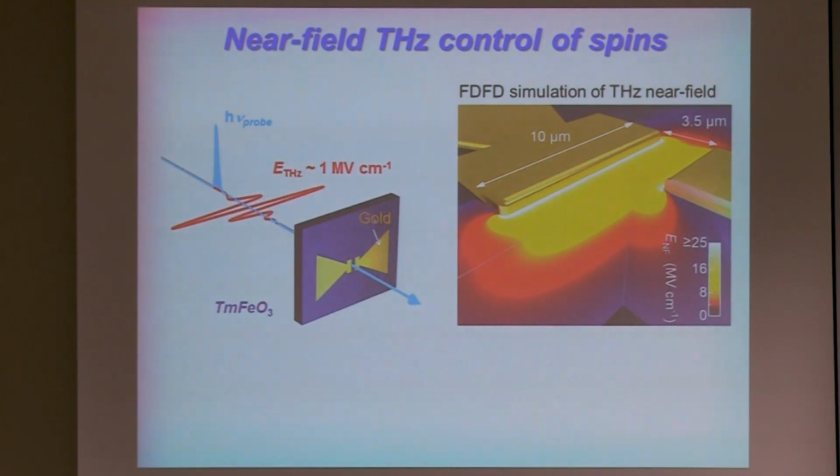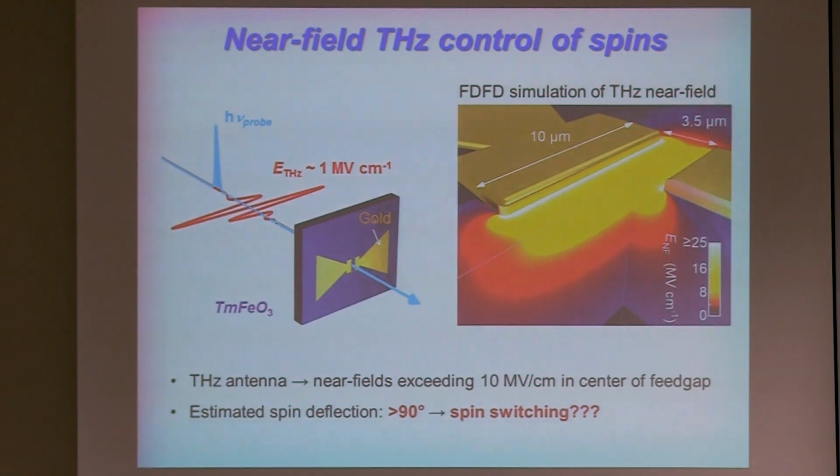So what we can do is illuminate this antenna structure with our terahertz pulse, and then again measure the Faraday dynamics inside this antenna gap. Since our calculations show that the near fields exceed 10 megavolts per centimeter in the center of the gap, this anisotropy torque can already be sufficient for 90 degree spin switching.